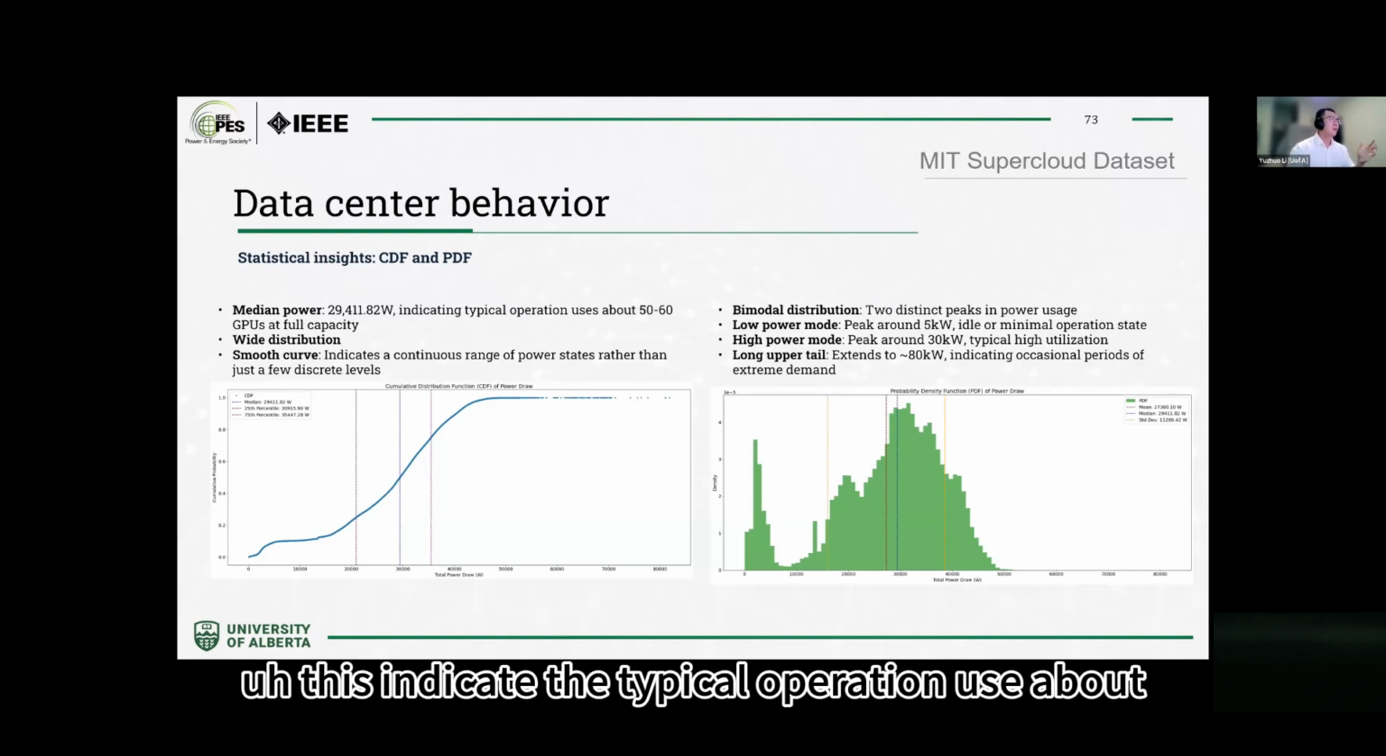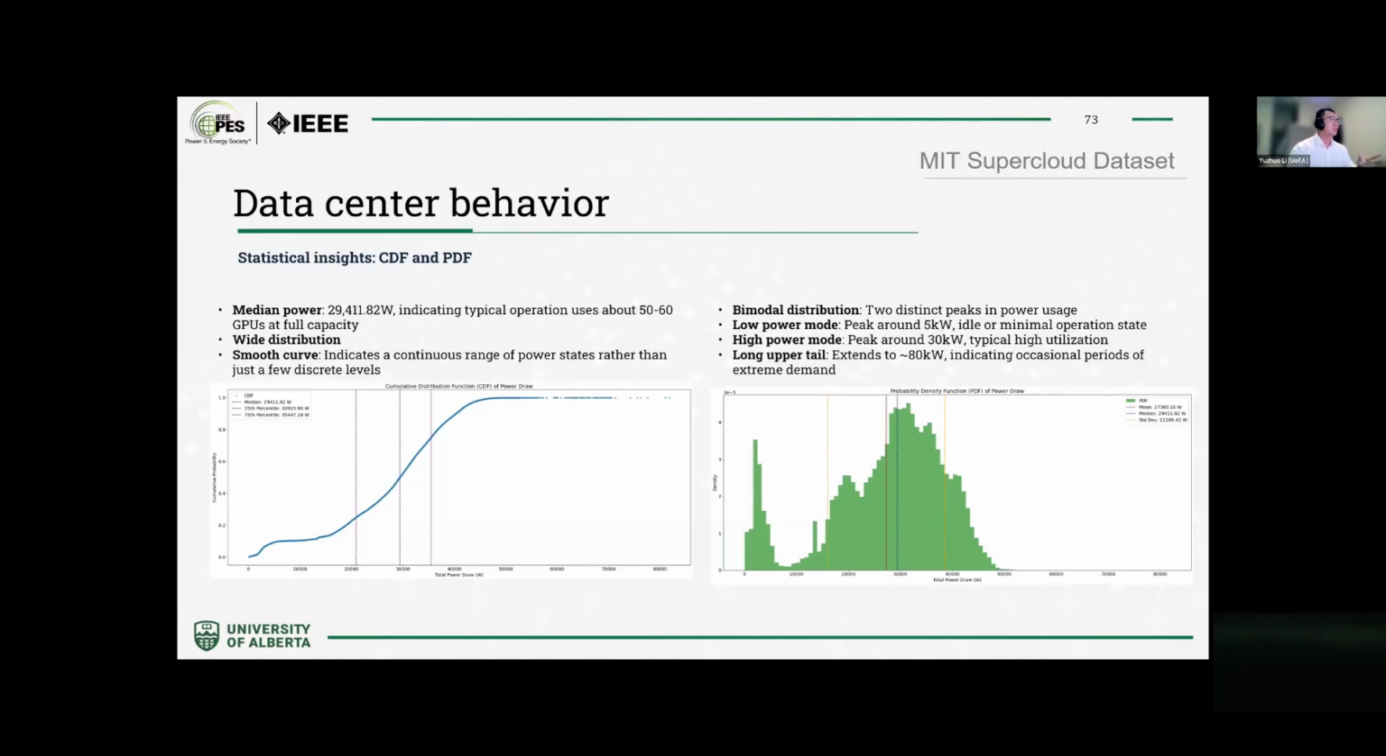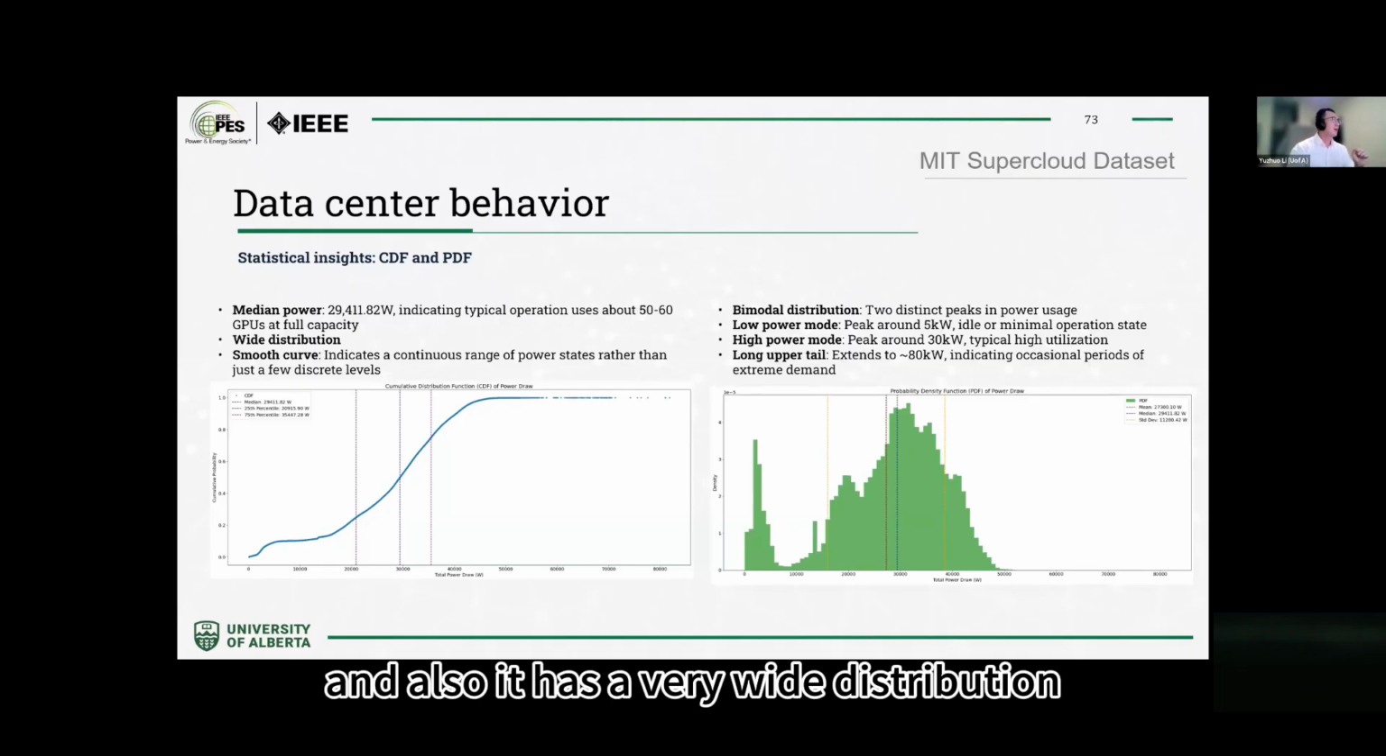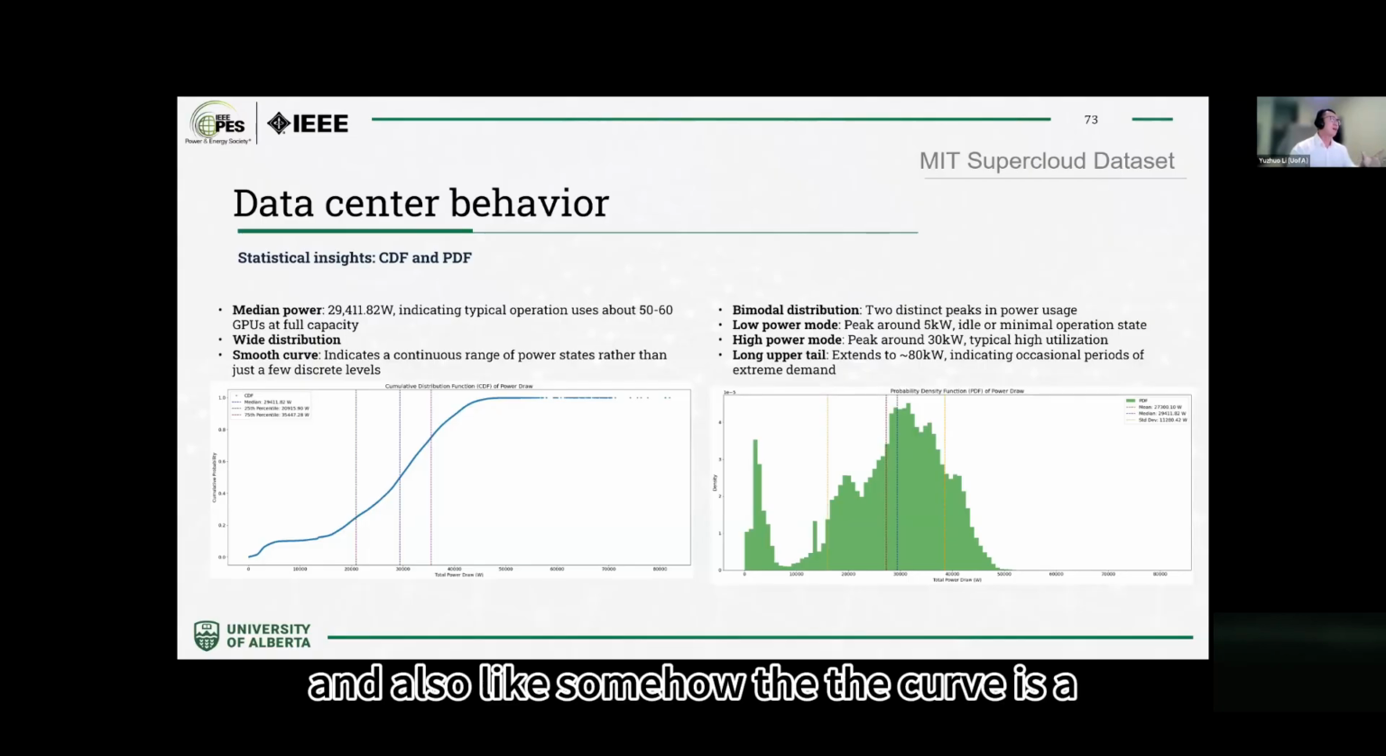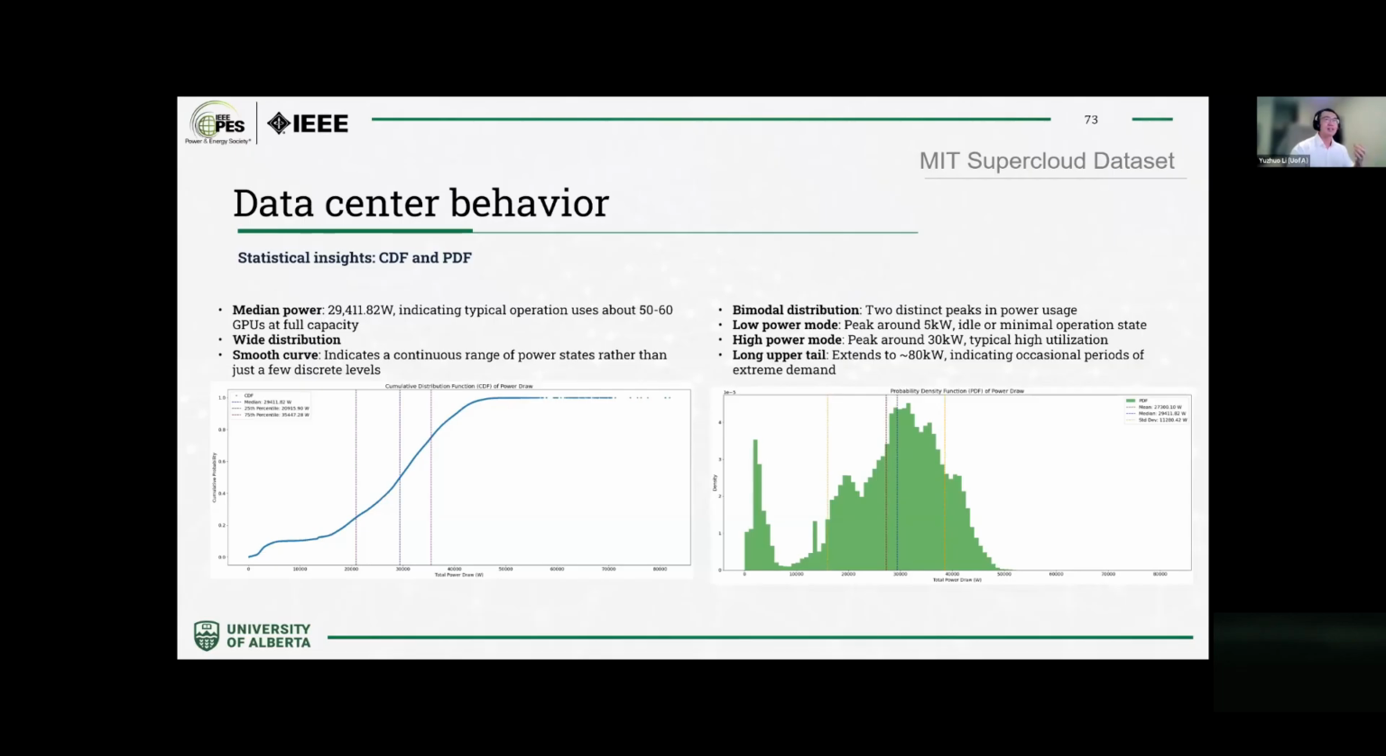This indicates the typical operation uses about 50 or 60 GPUs. And it also has a very wide distribution. And somehow the curve is considerably smooth. This means the jobs are quite diverse. The jobs are very diverse.